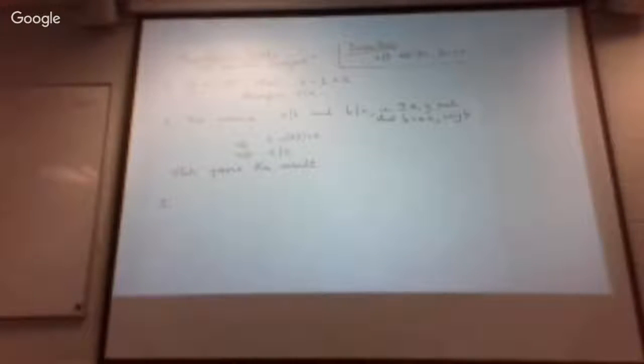You assume A divides B and A divides C. Then some kind of argument, and you want to conclude that A divides NB plus MC. That's the gap you have to fill.